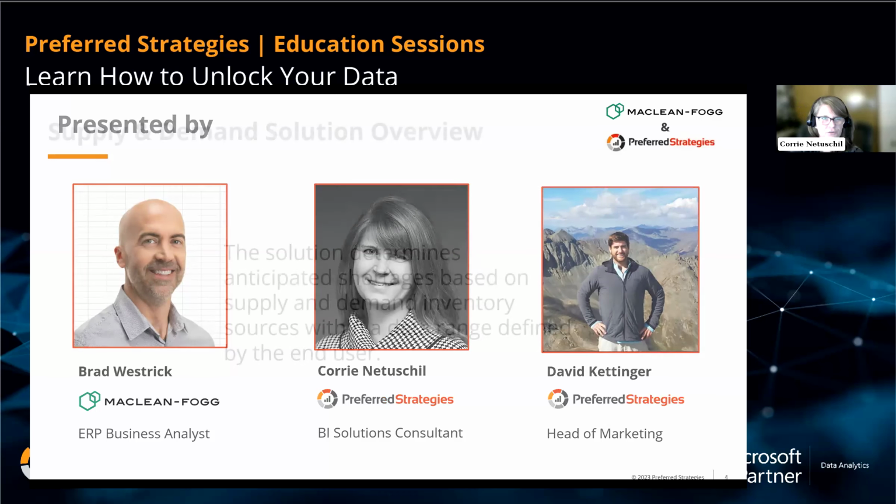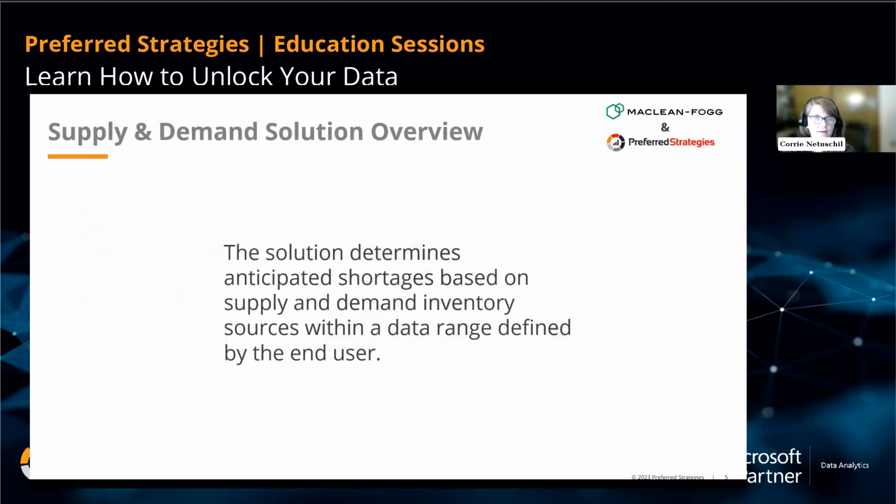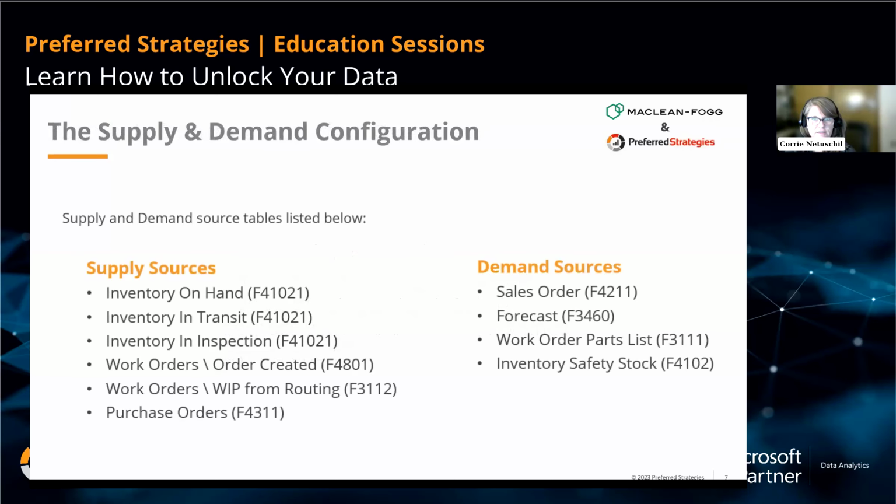Well, thank you. If we can move over to the next slide. So I am glad I'm here to be able to give you an overview of the supply and demand solution. The core of the solution is we're going to put on one page anticipated shortages for your inventory items based on the supply inventory sources and the demand inventory sources, right? In addition to the combination of the supply and demand inventory sources, we're going to let you choose a date range that defines how far out you want to see if you're going to have a shortage.